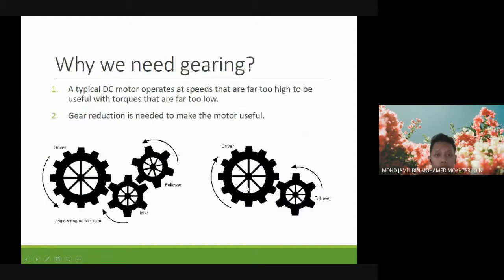So why do we need gears? A typical DC motor, maybe you will learn about DC motors somewhere else, usually operates at very high speed, but the torque is very, very low. So we need to use gears to reduce the speed, to use the motor at a lower speed. The speed of the motor is still the same, but we reduce the speed for our use. So we have three gears connected like this, and also just two gears. We will look at this later on.